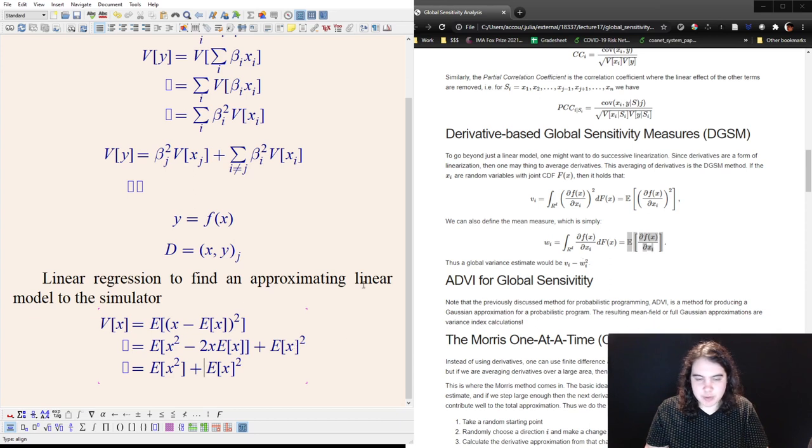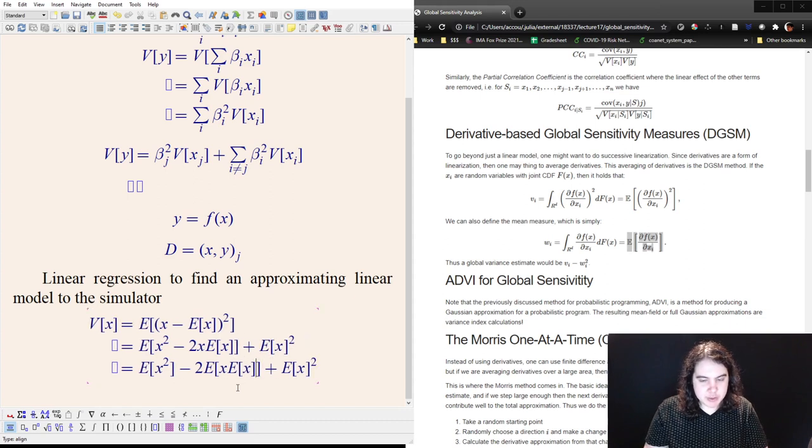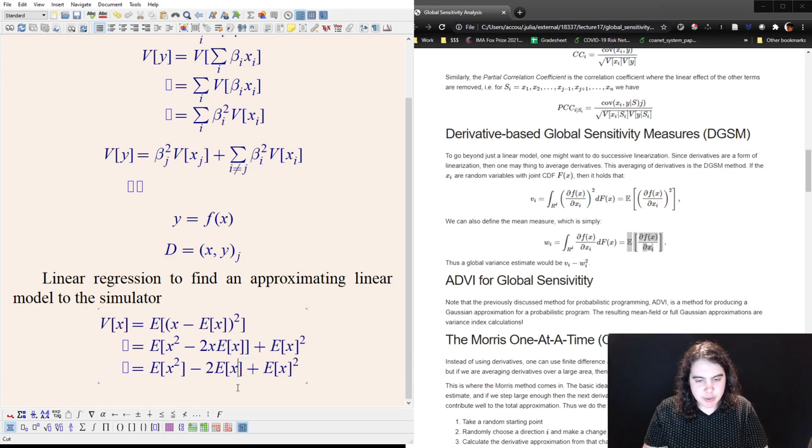Let's see, but I'm missing a minus sign somewhere. Oh yeah, so now I'm remembering. So now you have this minus 2x, right? Let me do this step by step. This term becomes the expected value of x squared. This term is a scalar, so you pull it out. The middle term is minus 2 expected value of x, expected value of x. This is a scalar, so you pull it out.